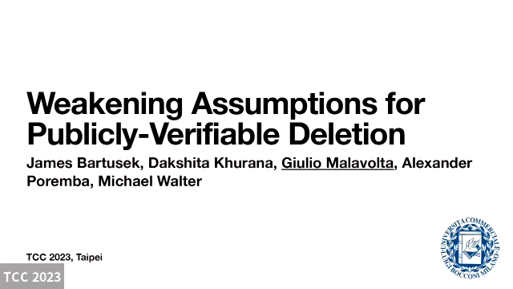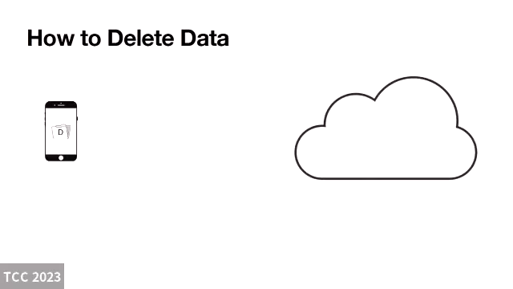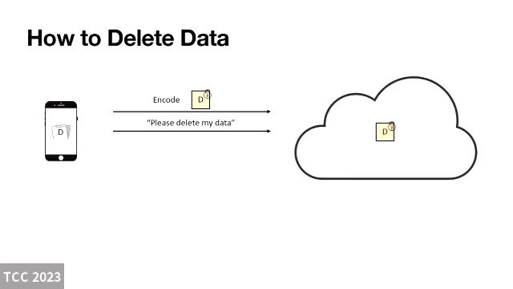I'm going to talk about weakening assumptions for publicly verifiable deletion. This is joint work with James, Dakshita, Alex, and Michael. Let me start off by explaining the scenario that we consider. A client holds some data and wants to outsource it to a server. At some point, the client says, okay, please delete my data, and the server will send a certificate. At that point, supposedly the data is gone.